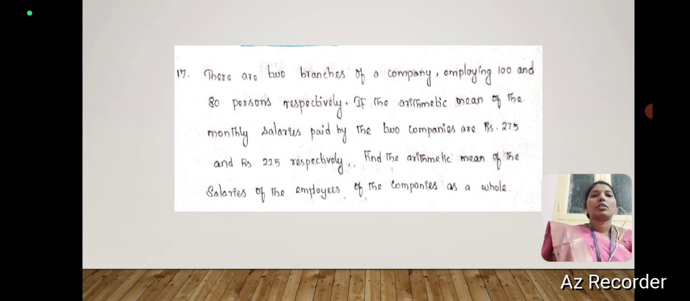And another problem is: there are two branches of a company employing 100 and 80 persons respectively. If the arithmetic mean of the monthly salaries paid by the two branches are rupees 275 and rupees 225 respectively, find the arithmetic mean of the salaries of the employees of the company as a whole. Here we have two groups. So this is a practice problem.